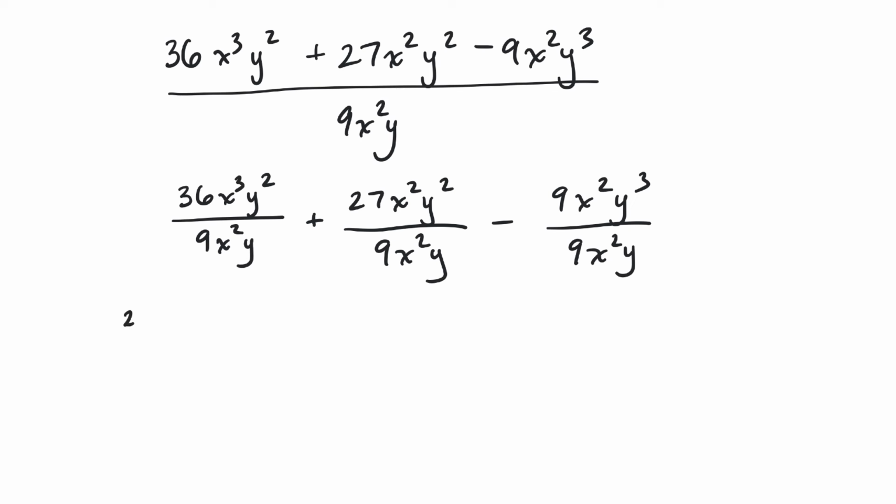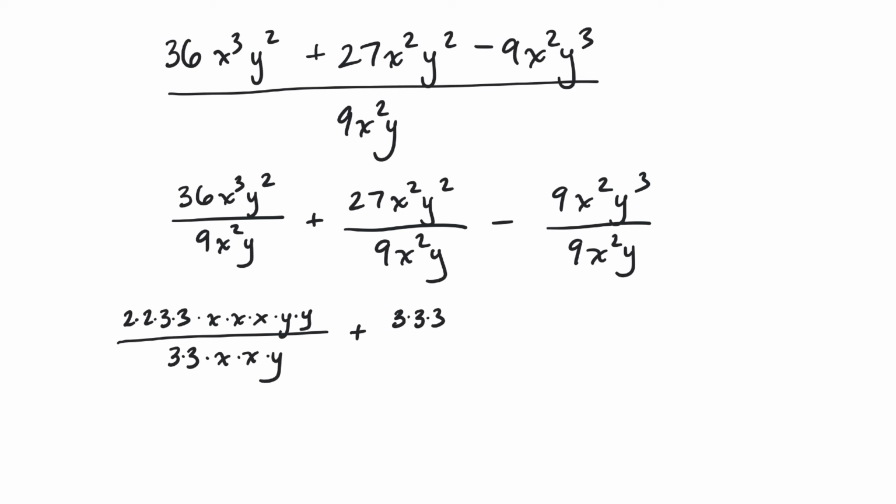Okay, so now we'll just rewrite all these with prime factorization, and then we'll cancel. So this will be 2 times 2 times 3 times 3 times x times x times y over 3 times 3 times x times y plus 3 times 3 times 3. And if you need to, when you're doing your prime factorization, if you need to do a factor tree, that's no problem. Go ahead and do that on the side. Times x times x times y times y over 3 times x times y.